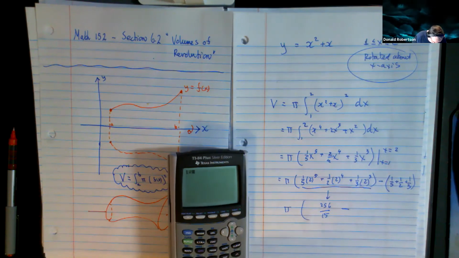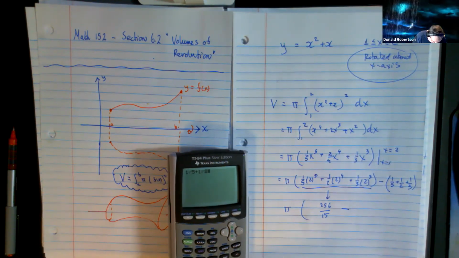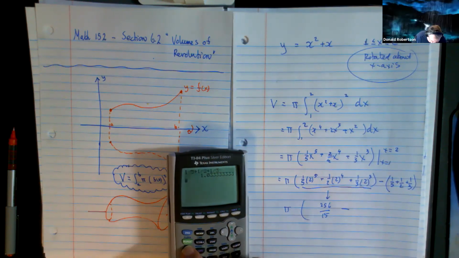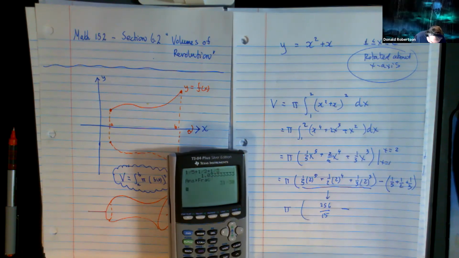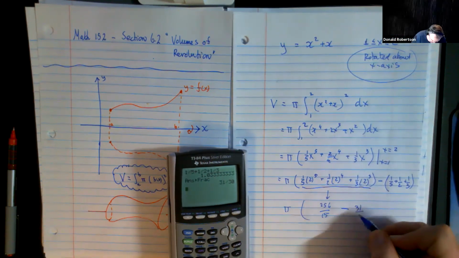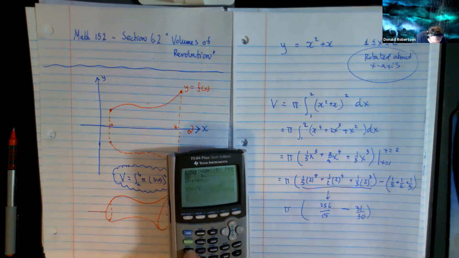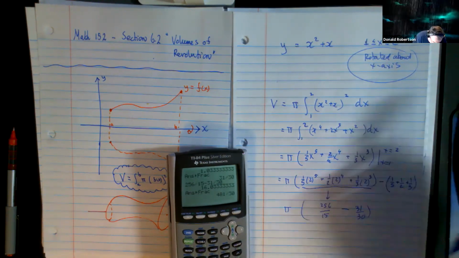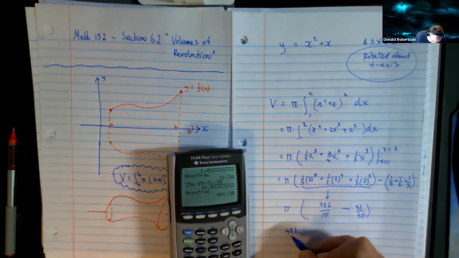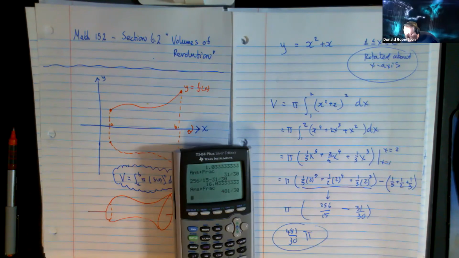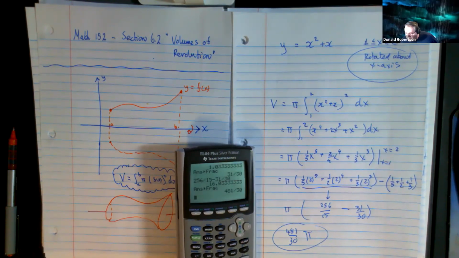So 1/5, add 1/2, add 1/3. Hit the math button, choice 1, and get 31/30. And then lastly, 256/15. Take away 31/30. Hit the math button, choice 1, 481/30 pi. God, isn't it great that calculators can do fractions? Because I would not want to do that the long way.